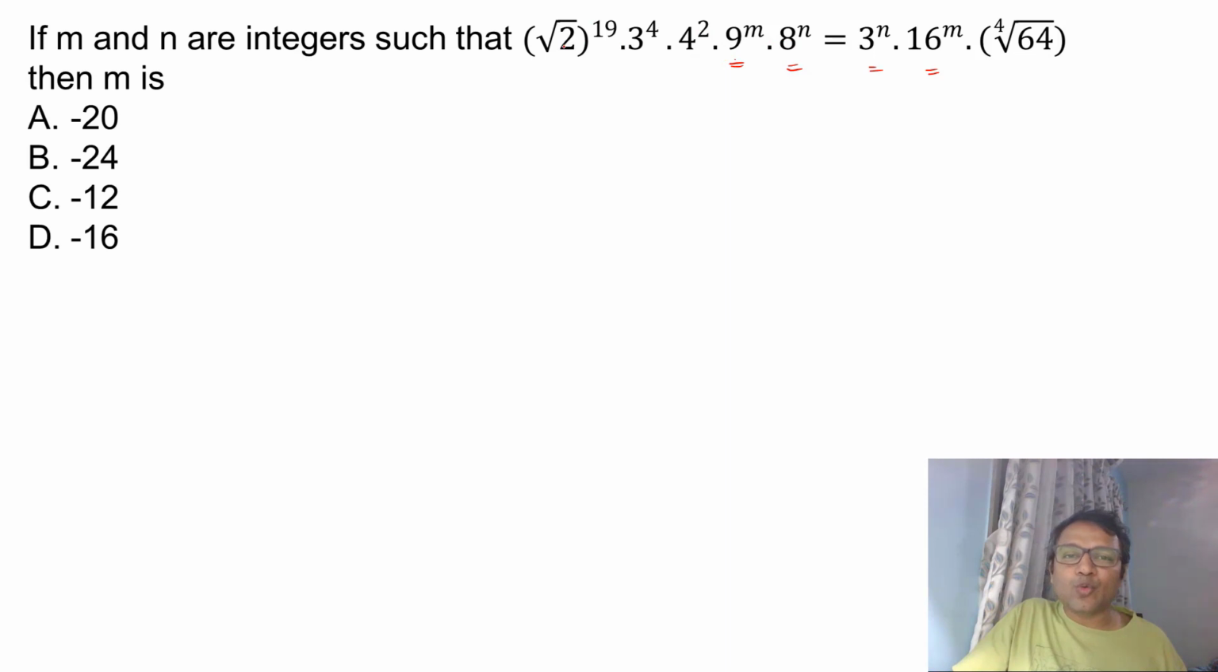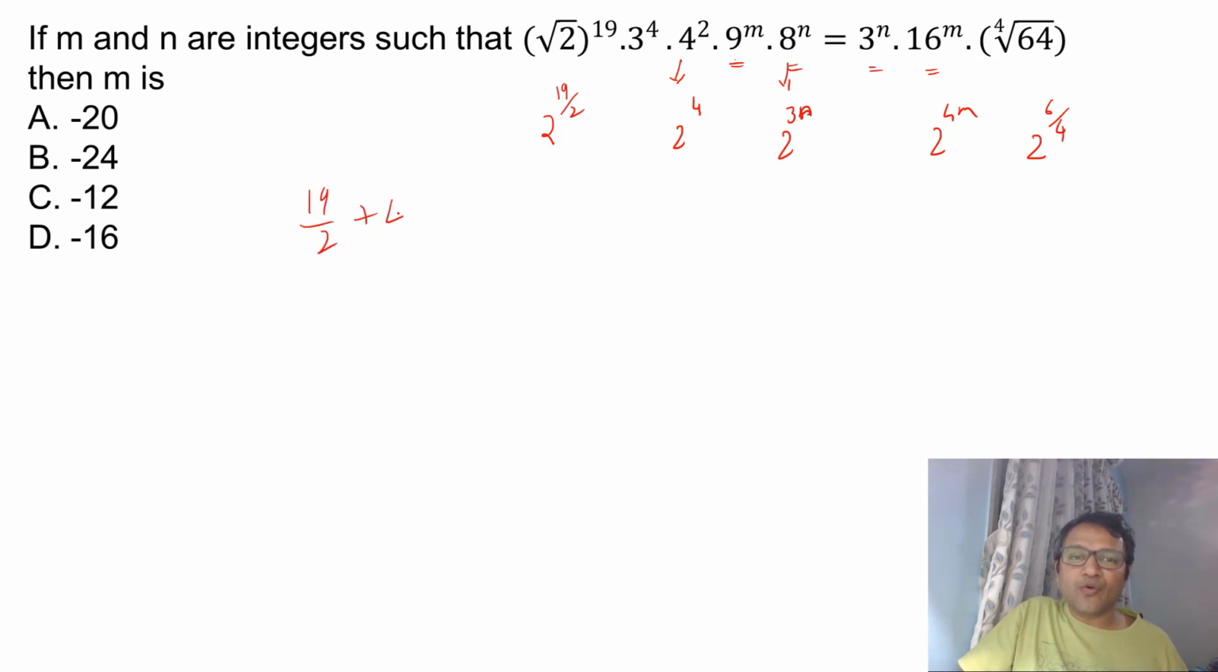So let's start with maybe 2. What are the powers of 2? This is 2 raised to 19 upon 2. Here it is 2 raised to 4. Here it is 2 raised to 3n. If I go to the right hand side, this is 2 raised to 4m, and this is 2 raised to 6 upon 4, or 3 upon 2. Now both the sides should be equal. So we know that 19 upon 2 plus 4 plus 3n should be 4m plus 3 upon 2. So if you take 3 upon 2 to that side, you will get 12 plus 3n equal to 4m. And keep this as it is.